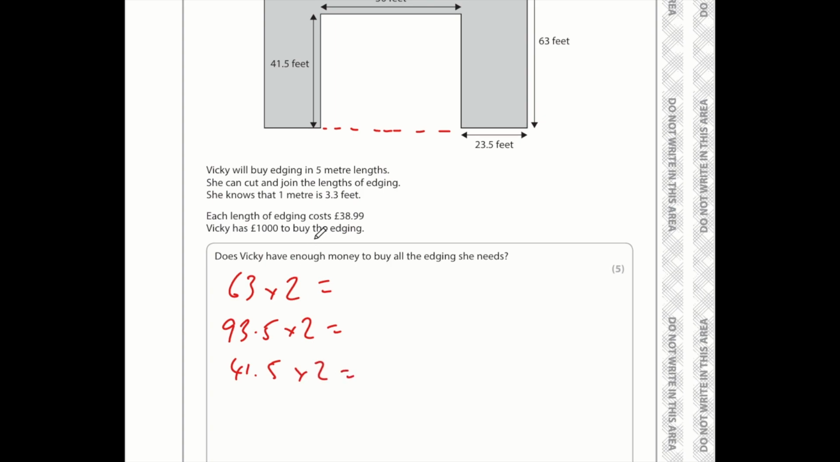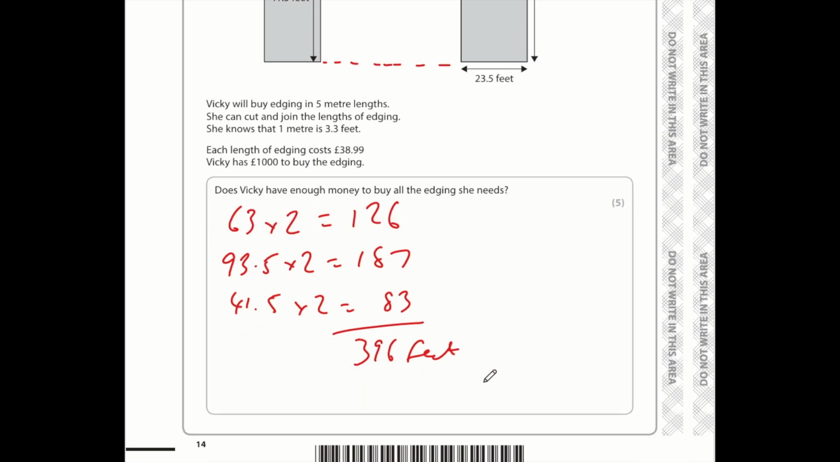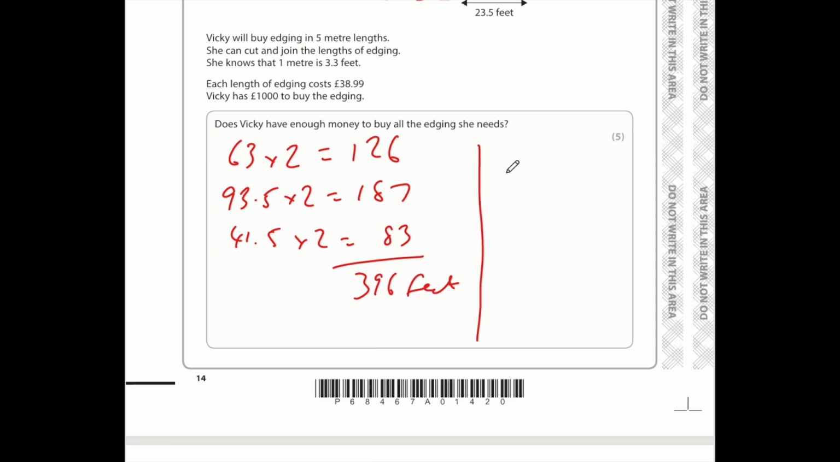So 63 times by 2 is 126, 93.5 times by 2 is 187, and 41.5 times 2 is 83. So the total distance in feet is these 3 figures added together. That comes to 396 feet. Now let me just write this over here, so 1 metre equals 3.3 feet, and we've got 396 feet. So how many times greater is 396 than 3.3? Well, the question is, what is 396 divided by 3.3? And that is 120. So we've got 120 metres in total.